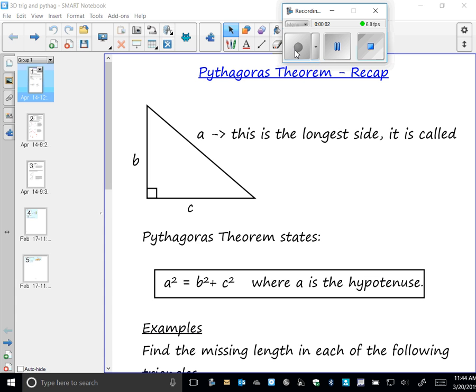Pythagoras theorem recap. So we know this is called what? Hypotenuse. So that's the hypotenuse. We know that a squared equals b squared plus c squared if a is the hypotenuse. Remember, it's not so much what a, b, and c are. You just have to remember that whatever the hypotenuse is, that's what it's going to be equal to.